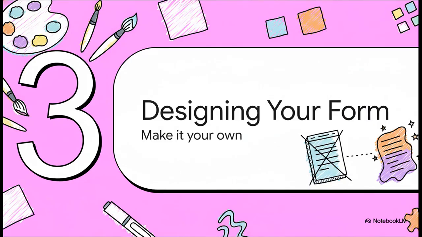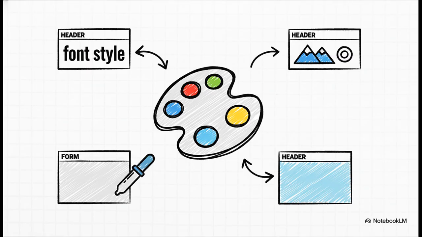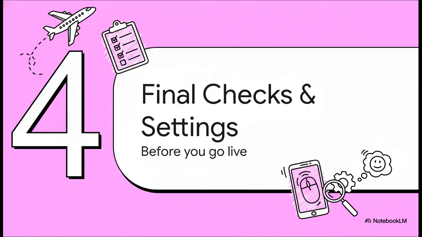All right, our form is totally functional. Now, let's make it look good. It's time to move on to the design. See that little painter's palette icon up top? That's where the design magic happens. You can change up the font styles for all your text, you can upload a custom header image, which is perfect for a company logo, and you can even plug in your exact brand colors to make the whole thing look totally on brand. We are so close to being ready for launch.